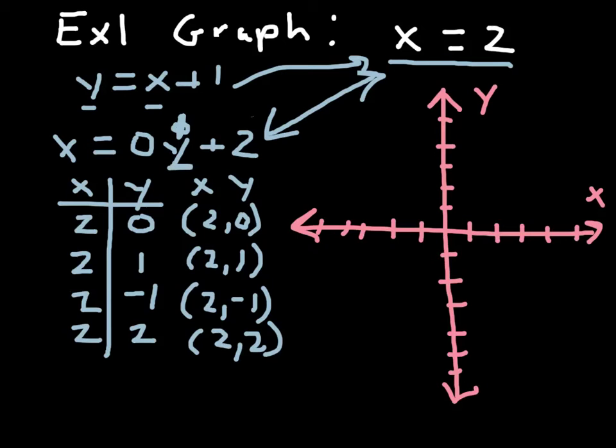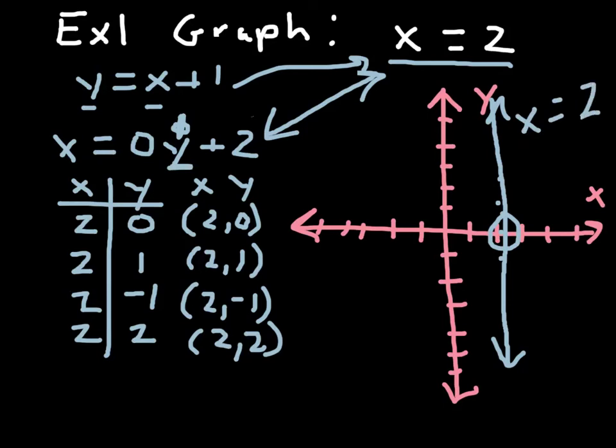Now if I plot these points: (2, 0), move right 2, not up or down any. (2, 1), move right 2, go up 1. (2, -1), move right 2, down 1. And then (2, 2), move right 2, and up 2. And what's going to happen is, and I'm going to try to draw this as straight as I can, I'm going to get a completely vertical line, a completely straight up and down line going right through 2 on the x-axis. This equation is x equals 2.